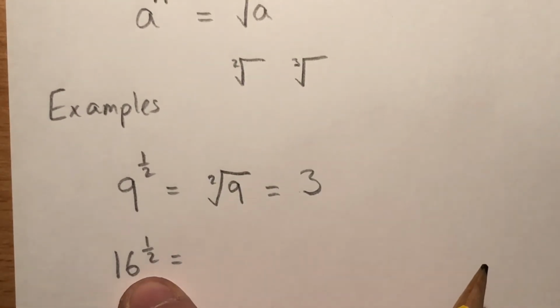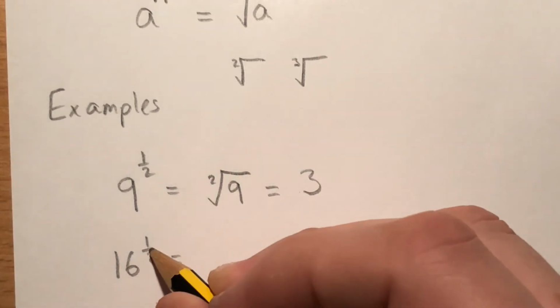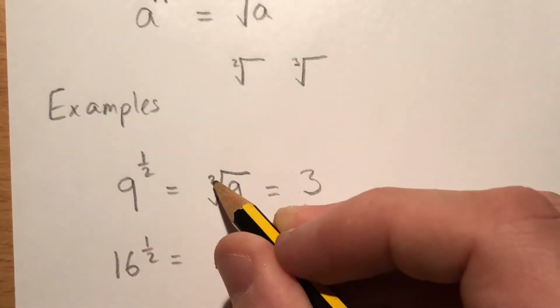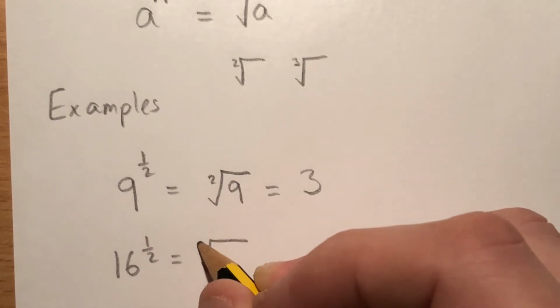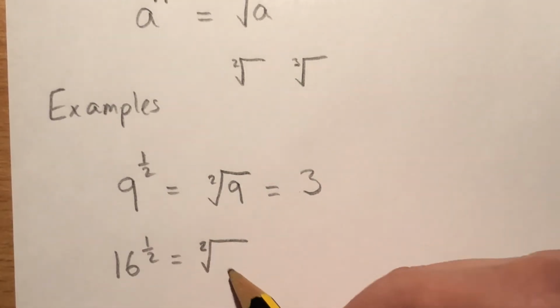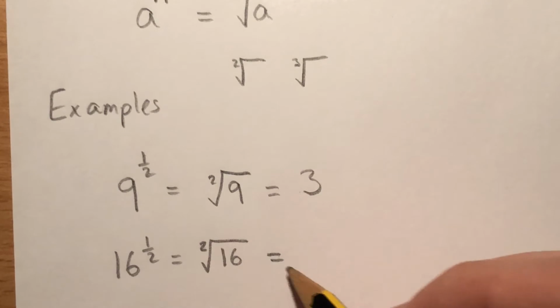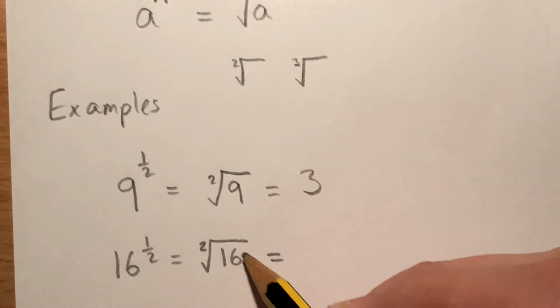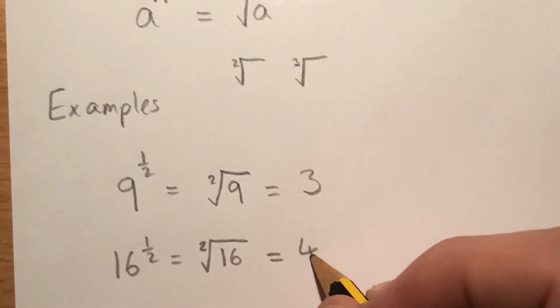Similarly, here we've got 16 to the power of 1/2. Again, the 2 is on the bottom here, so it becomes the 2 on the outside of the root. So we're looking at the square root of 16. Well, we know that 4 times 4 is 16, so the square root of 16 is 4.